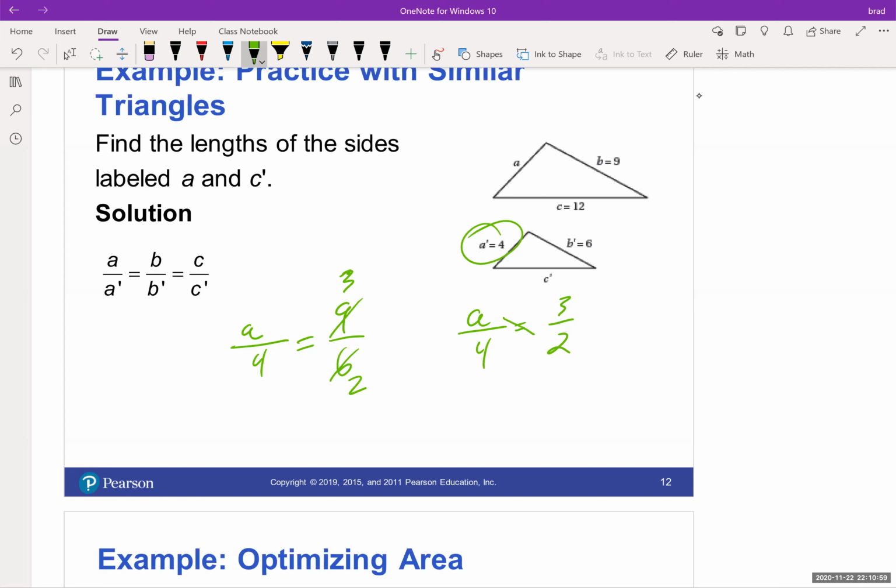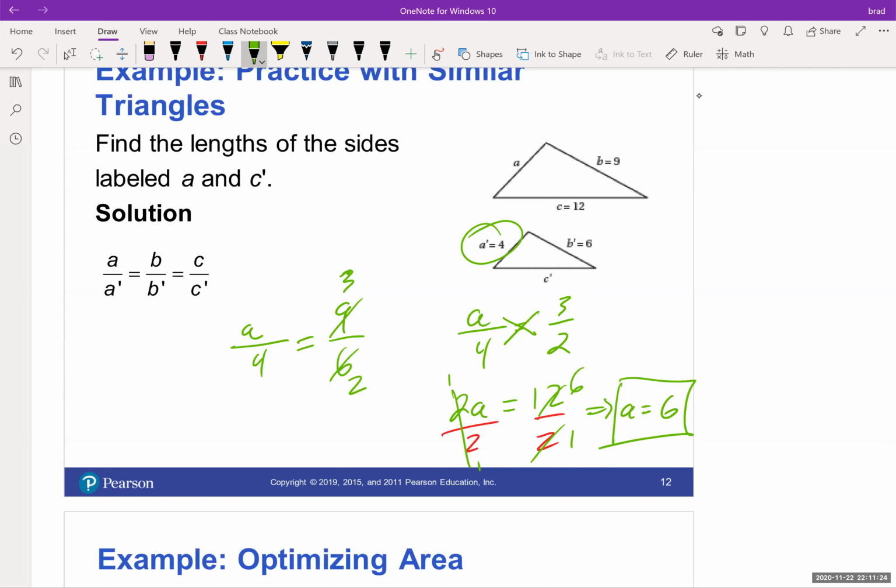Now we can cross multiply. 2 times A is 2A, and 4 times 3 is 12. Once again, we divide both sides by 2. This is our old school math, cross multiplying. We get 1 and 1, and this is 6 over 1. So A is equal to 6. We found A is equal to 6.